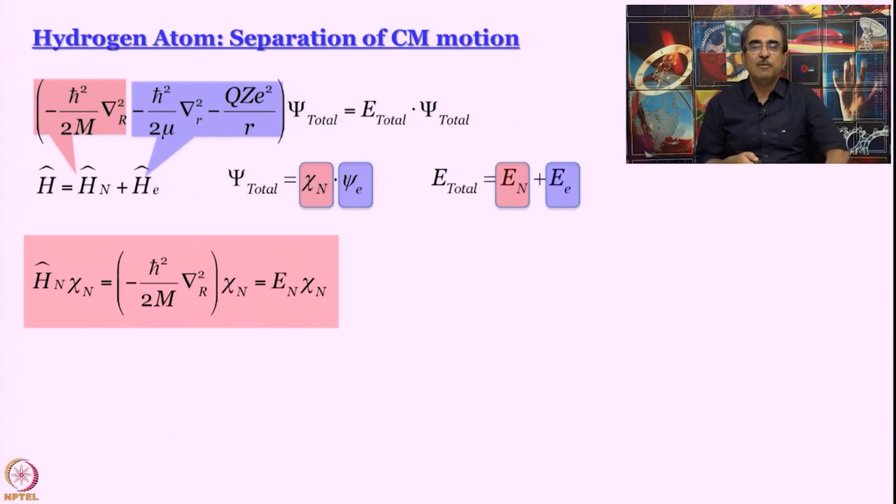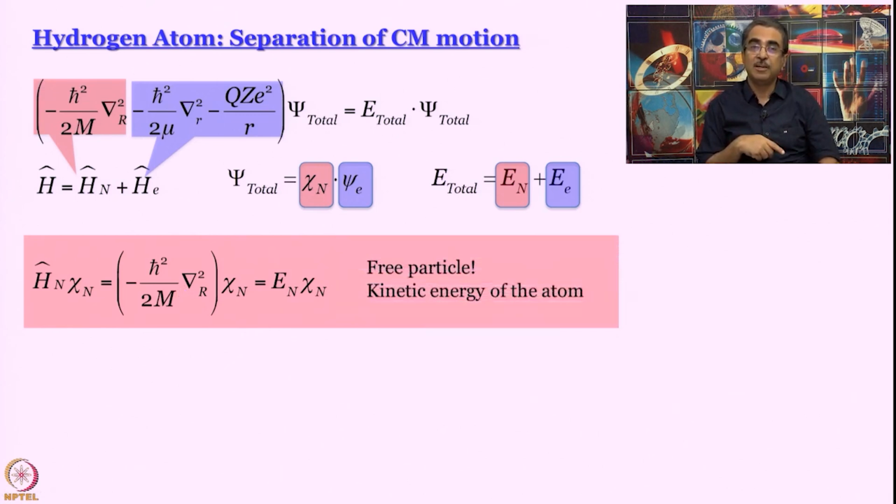The crux of the matter is we get one equation as Hn operating on chi n giving En multiplied by chi n, and Hn here is only the kinetic energy operator. Does that ring a bell? Have you encountered the Schrodinger equation like this? Actually we have. We have encountered it when we talked about the free particle, right.